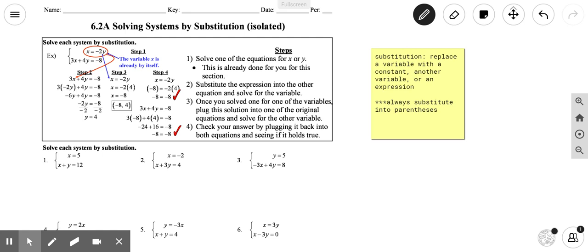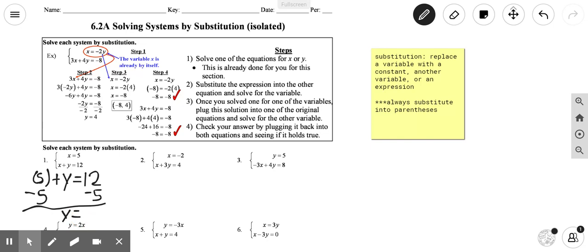All right, so we're going to start with number 1 here. We have a system where x equals 5 and x plus y equals 12. Since we already know that x equals 5, we're going to substitute that into our second equation and simplify. So x becomes 5, plus y equals 12. Now we have a one-step equation. So we're going to solve for y by subtracting 5 from both sides, and we end up with y equals 7.